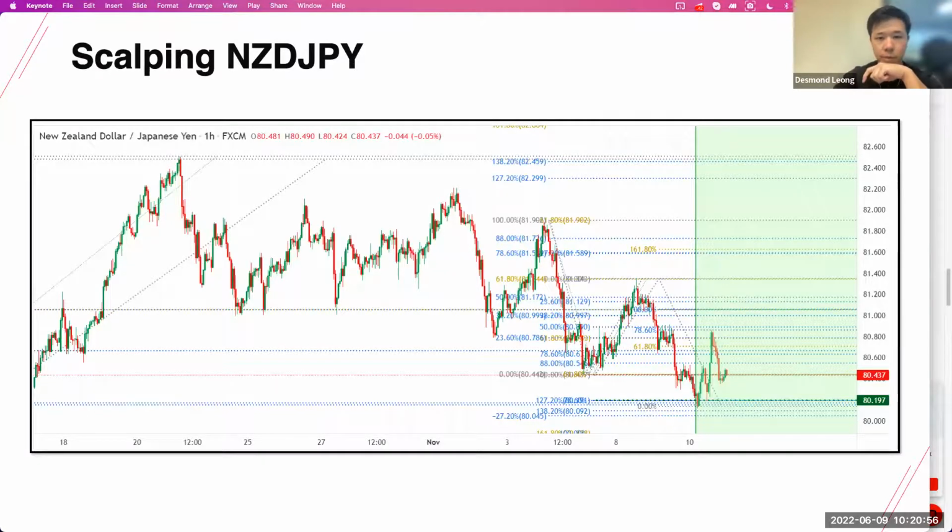Now look at this trade. Just look at this trade over here. You notice that price just touched this level.